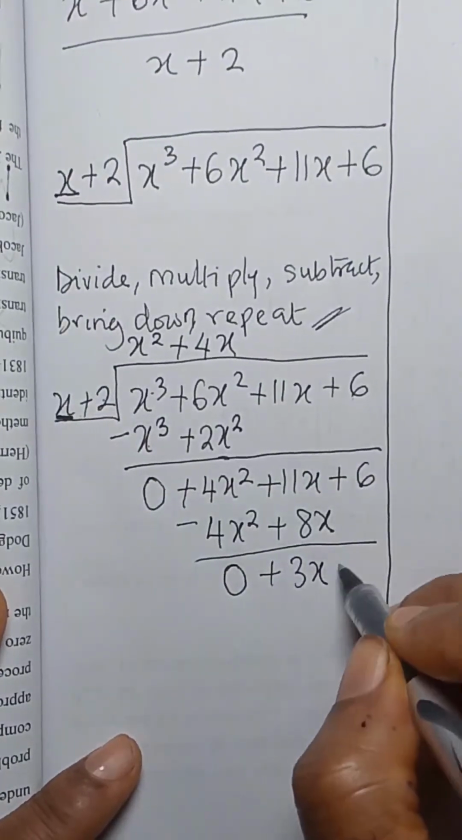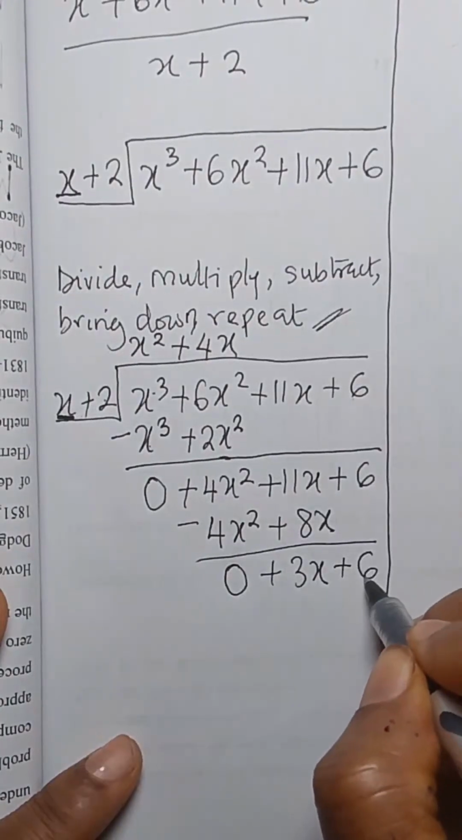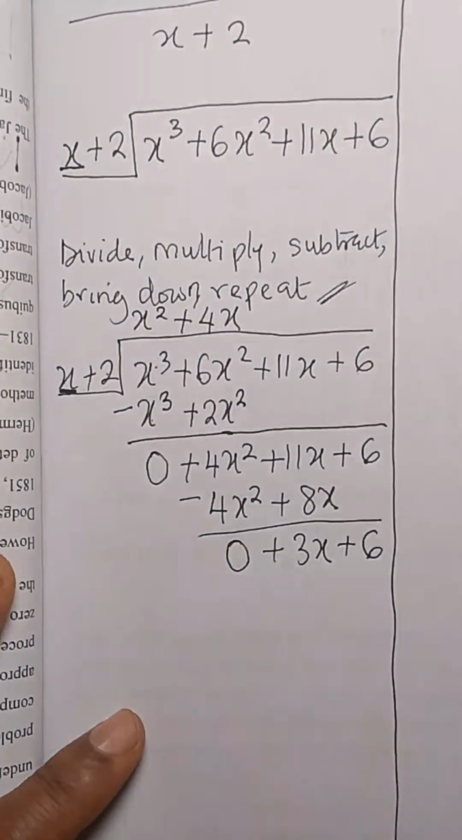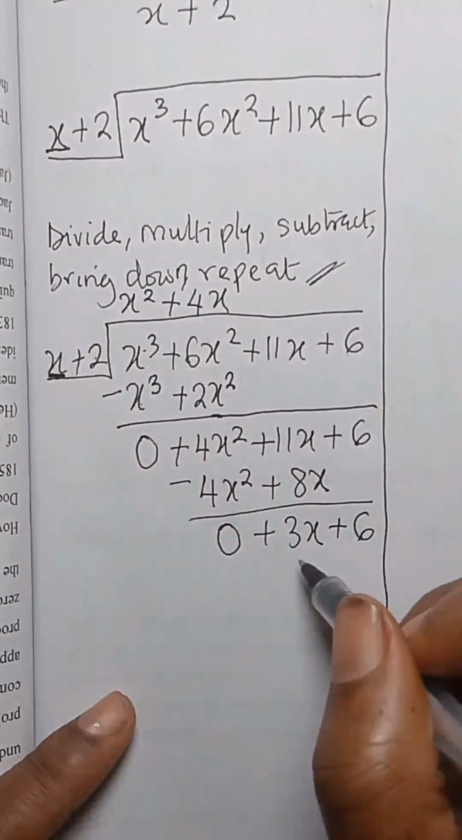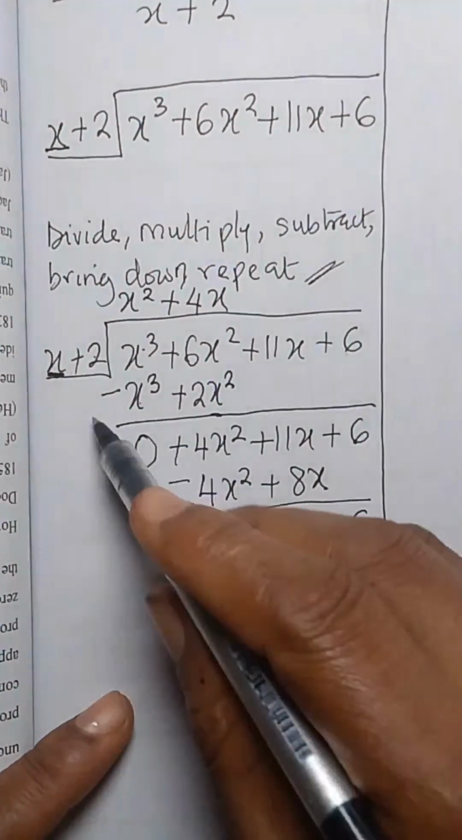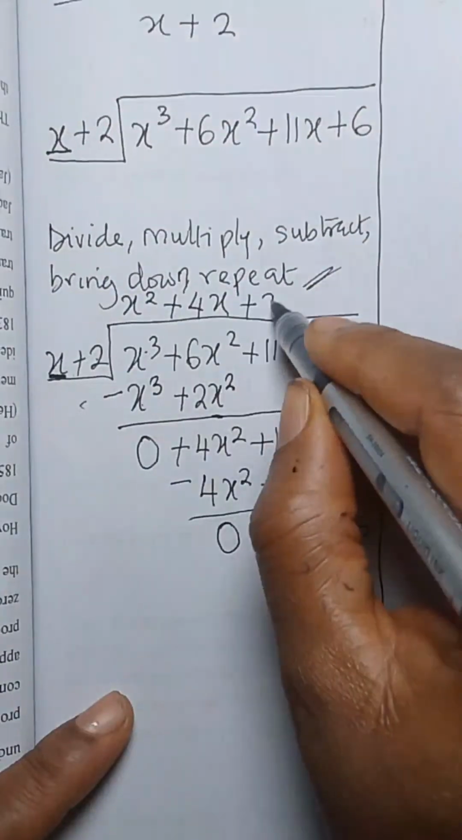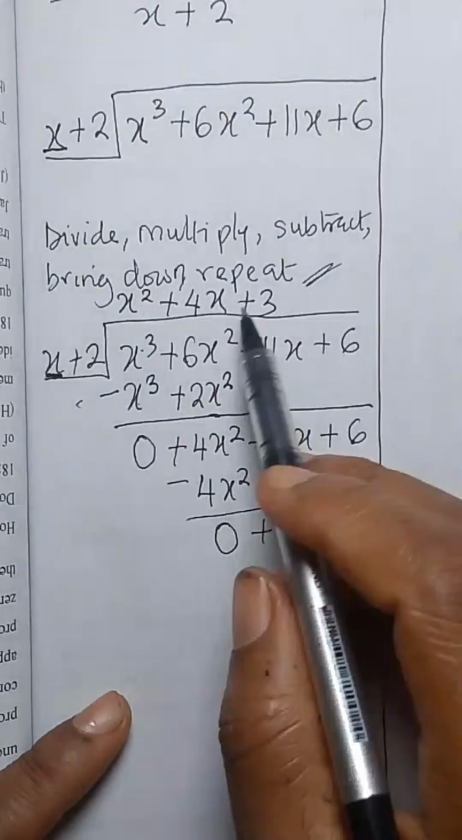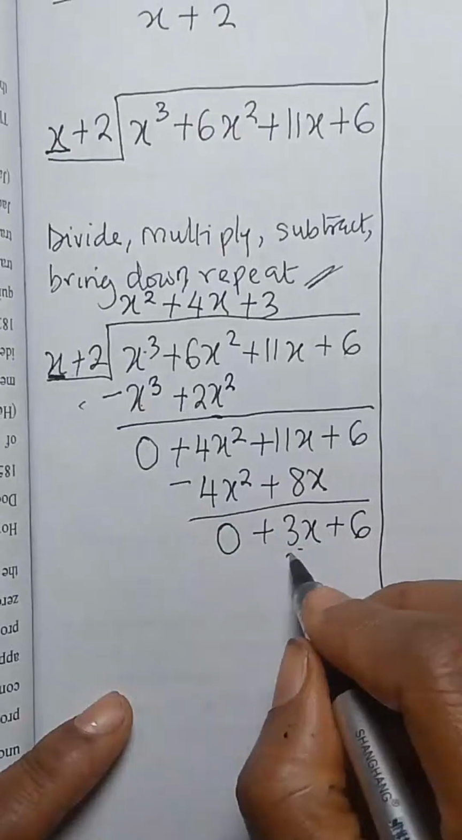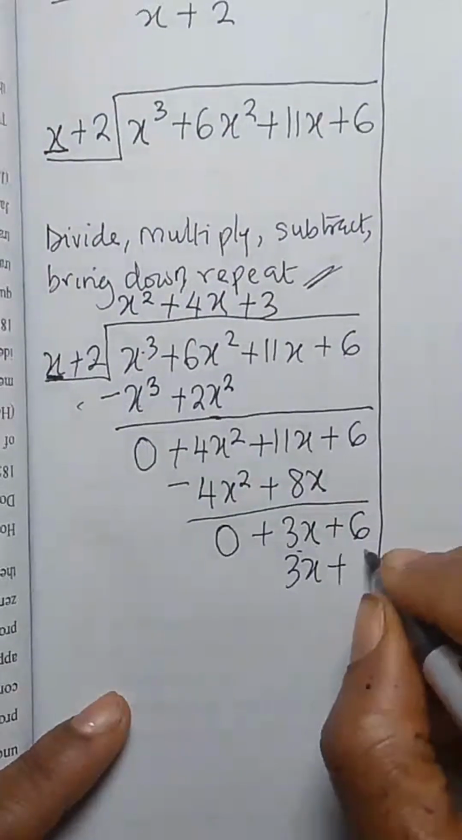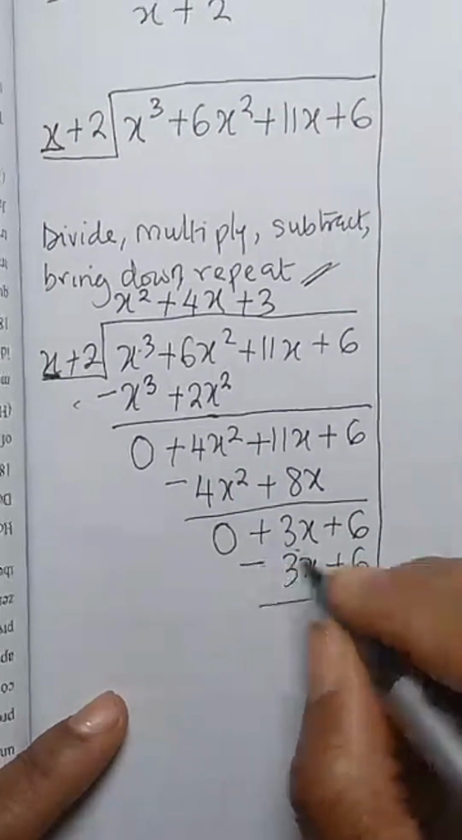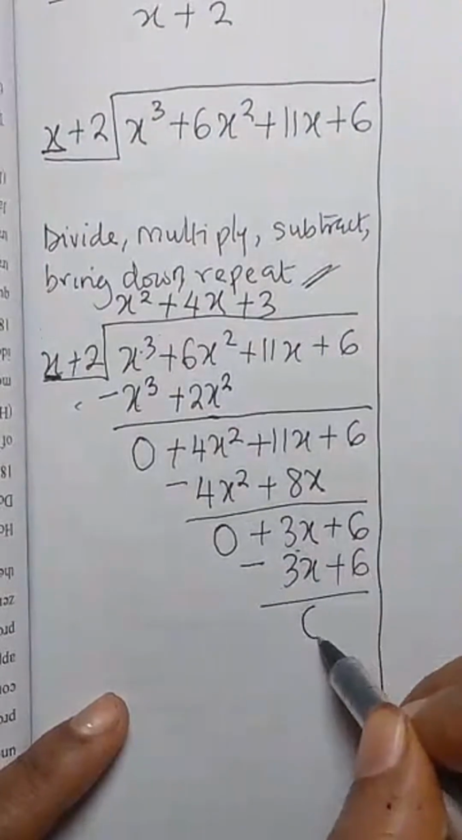We bring down our 6 here. And we repeat again. So you keep repeating. All right. We are dividing by x again. So 3x divided by x will give us plus 3. 3 times x will give us 3x. And 3 times plus 2 will give us plus 6. All right. Subtract again. So when you subtract here, we have 0.